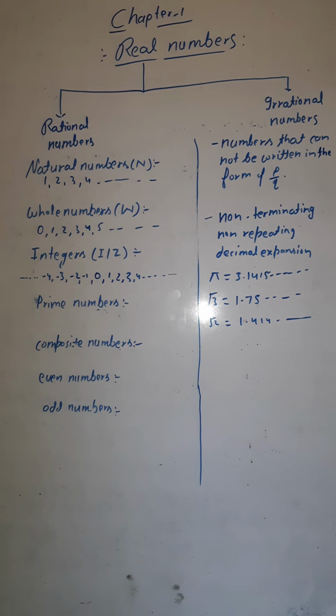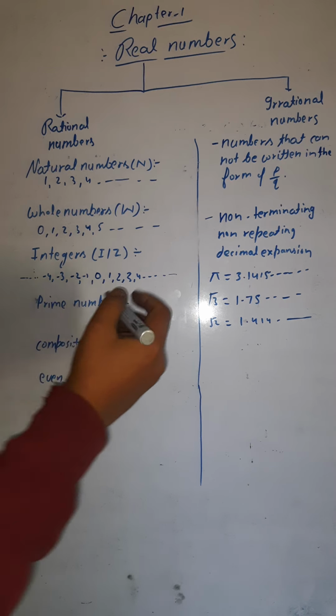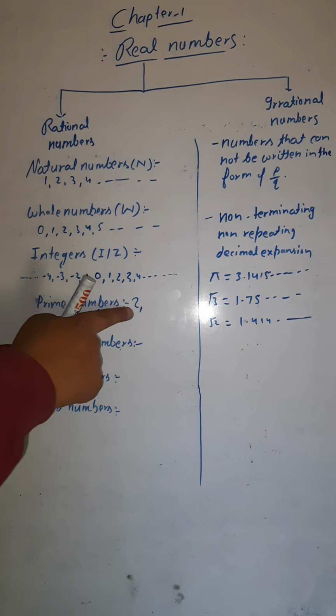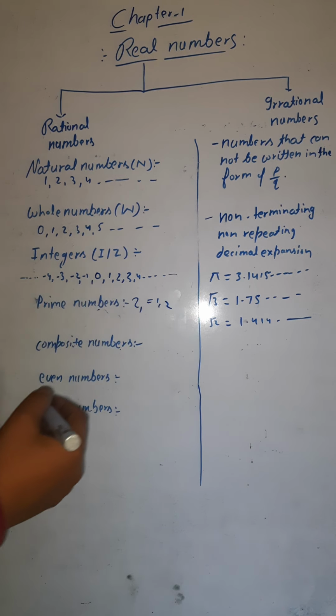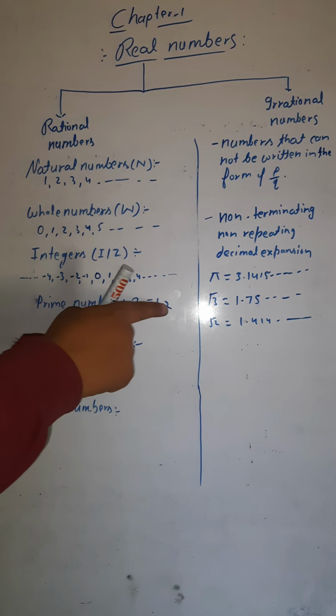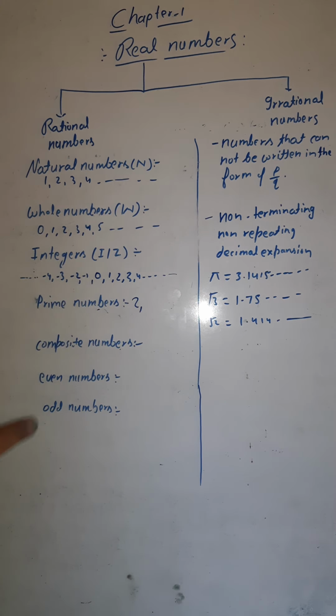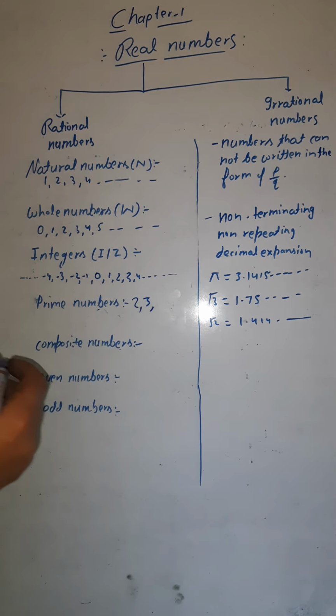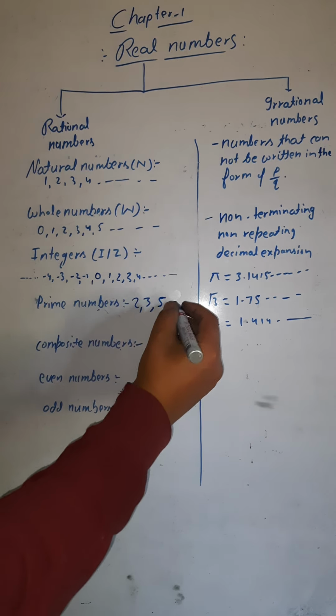So any number that has two factors is prime. Starting from 2, because 2 has two factors. The factors of 2 are 1 and 2, because 2 is divisible by 1 as well as by 2. So 2 is called a prime number. Now the next example is 3. 3 is also a prime number. 5 is also a prime number.